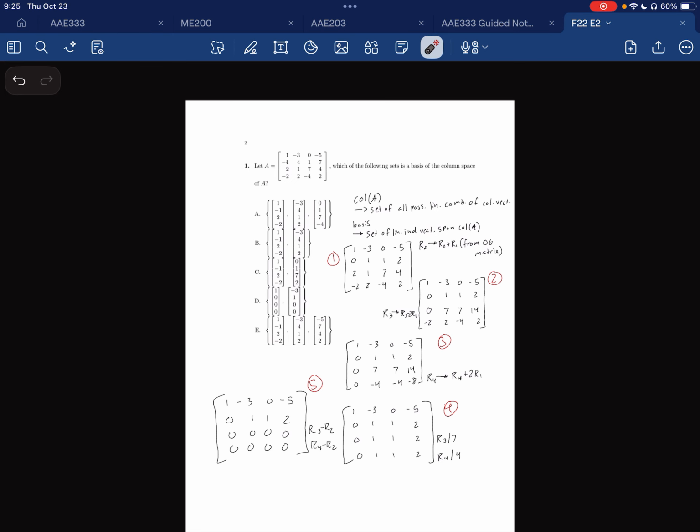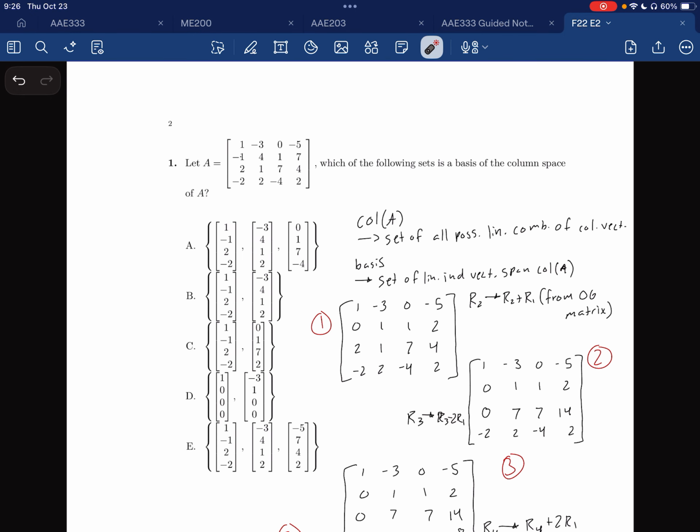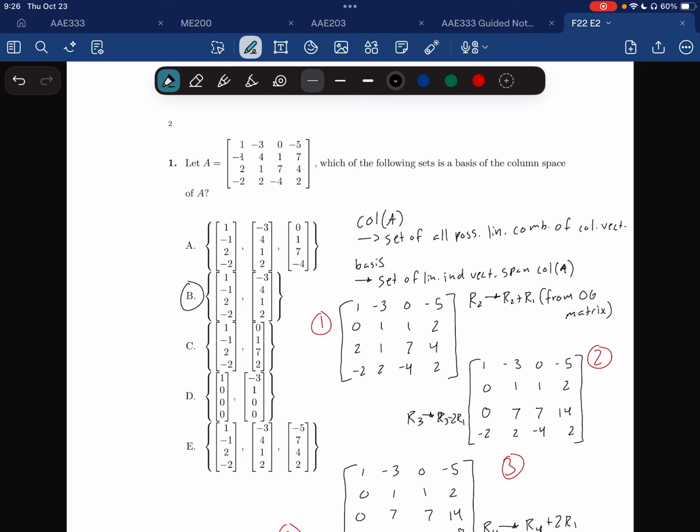So the first and second columns of the original matrix A are going to form the basis for the column space. So what are the first two original columns here? We have 1, -1, 2, -2, and -3, 4, 1, -2. So therefore, the answer is B.